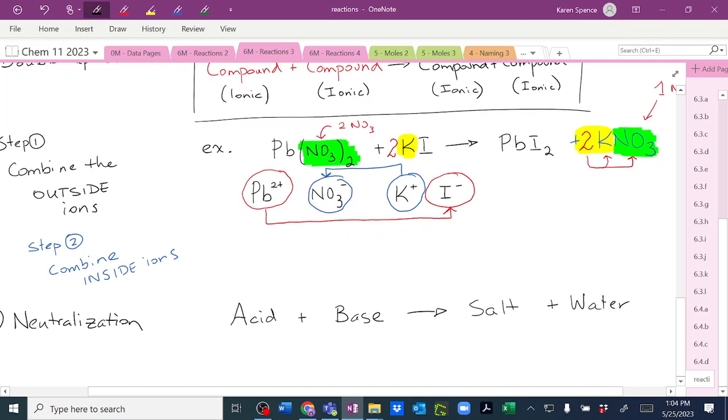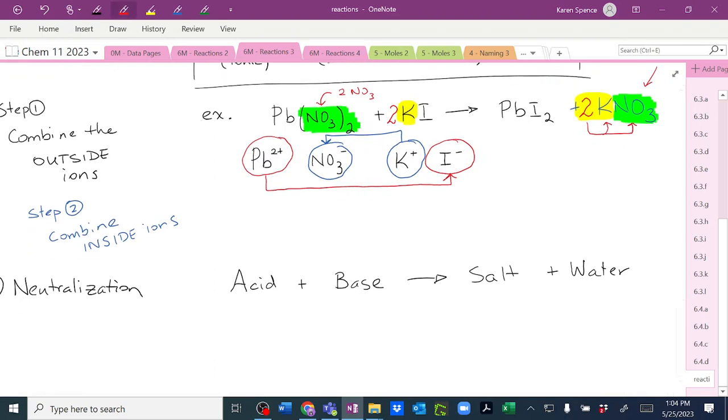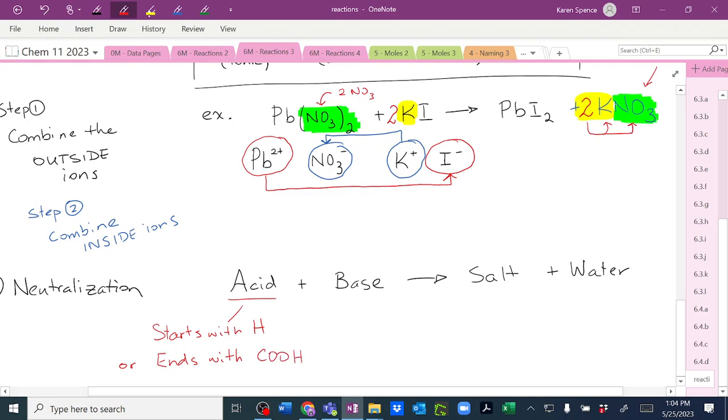Now that's very nice, but well, what does that mean? What does an acid look like? How do we know we have an acid? It starts with H, or ends with not just H, but COOH. Okay? So it either starts with H or it ends in COOH.